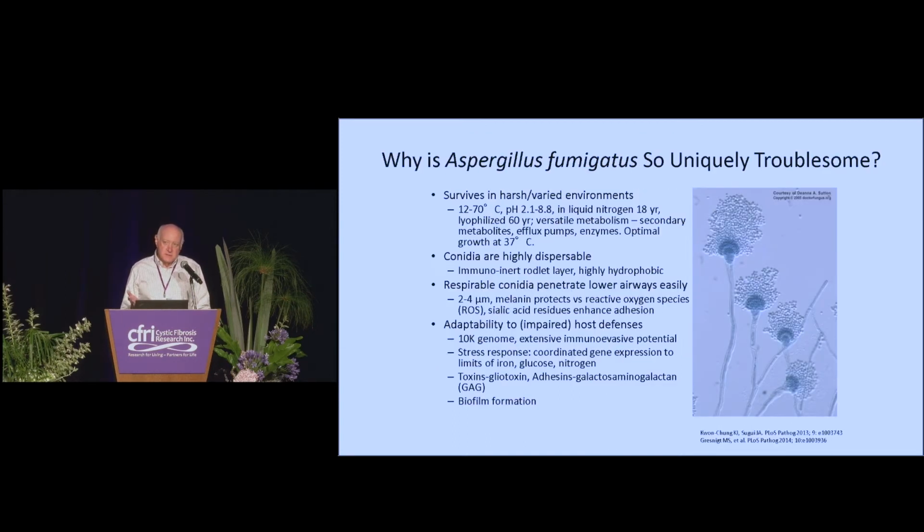That raises the initial question. There are thousands, hundreds of thousands of different species of molds. Why is Aspergillus, in particular the species Aspergillus fumigatus, so uniquely troublesome? There's a lot of answers for this. The way it produces spores that have particular characteristics that make it troublesome.